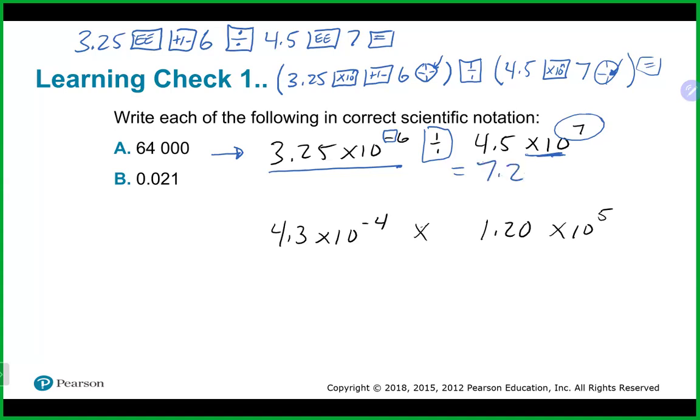I get 7.2, a bunch of 2s. I'm just going to round a little bit here, but it has a bunch of 2s really. And on my calculator, I have E minus 14. So that's sort of what my window looks like.